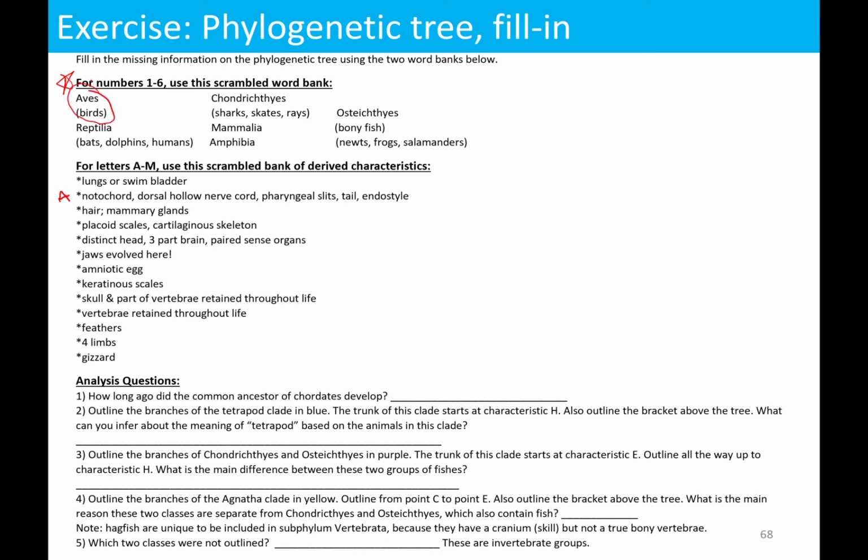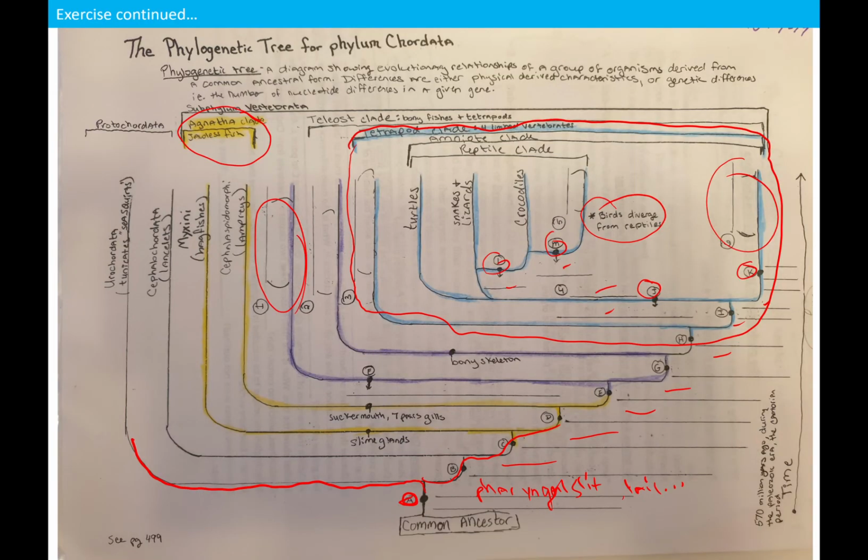I'm betting class Aves, birds, goes on that branch. Aves. In parentheses, you put your example, birds. And you can either draw this on paper or you can type it on your screen. Notice here that the branch for birds branches off of crocodiles and snakes and lizards, so it makes sense that birds stemmed from reptiles as we discussed in the lesson. Okay, so you're going to go ahead and fill this in. Characteristics are A through M, and groups and examples are 1 through 6.